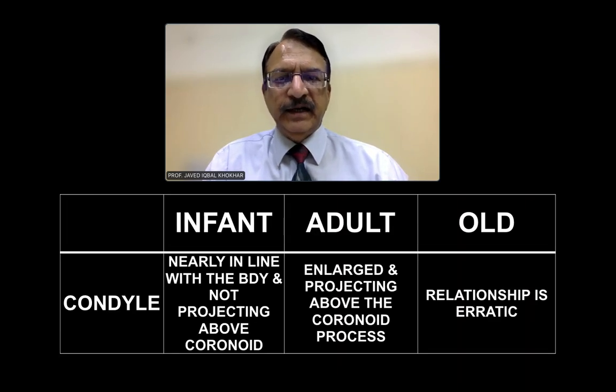Then the condyle: in infants, it is nearly in line with the body and not projecting above the coronoid. So the condyle, that is the head, is not above the coronoid. In adult, it is enlarged and projecting above the coronoid process. In old age, the relationship is different. It can be an erratic relationship.